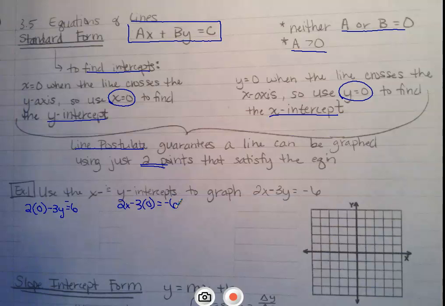So far, does that make sense, though? We're just going to put 0 in for x here, and then on this one, we put 0 in for y. Oh, I remember these. Okay, good. And then we solve them, and we'll find our intercepts so we can graph. So this is going to leave us with negative 3y equals negative 6. What do I do?